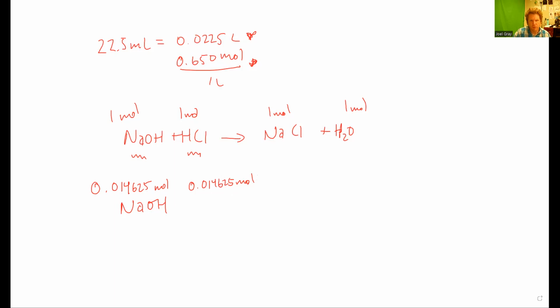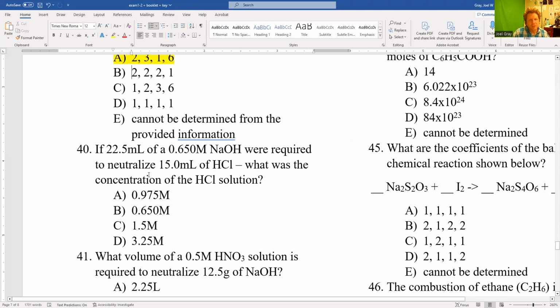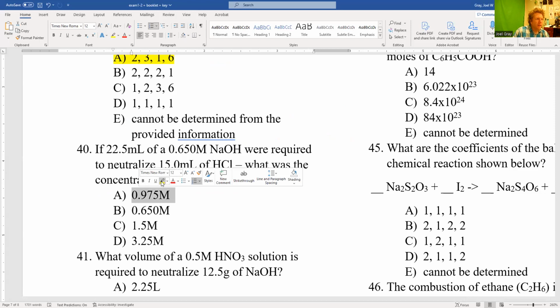I'm going to switch back over to my exam. So to answer this question, I've got to take the number of moles, which is 0.014625, and I've got to divide it by my volume of HCl, which is 0.015, because 15 milliliters converted to liters is 0.015. And for that, I end up with 0.975 molar is the concentration of my solution. So answer option A is the correct answer for question number 40.